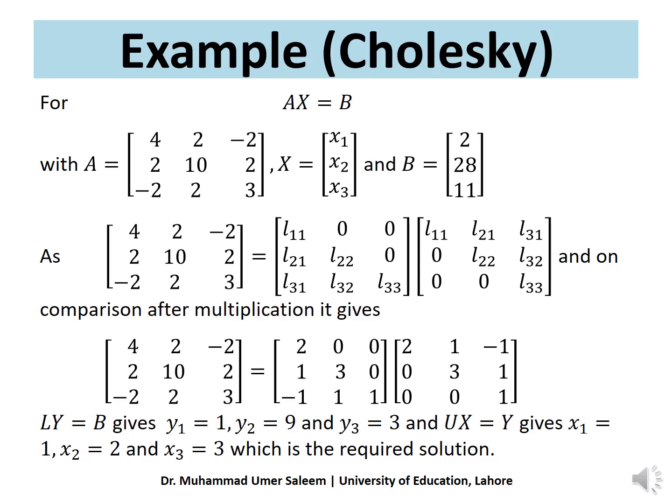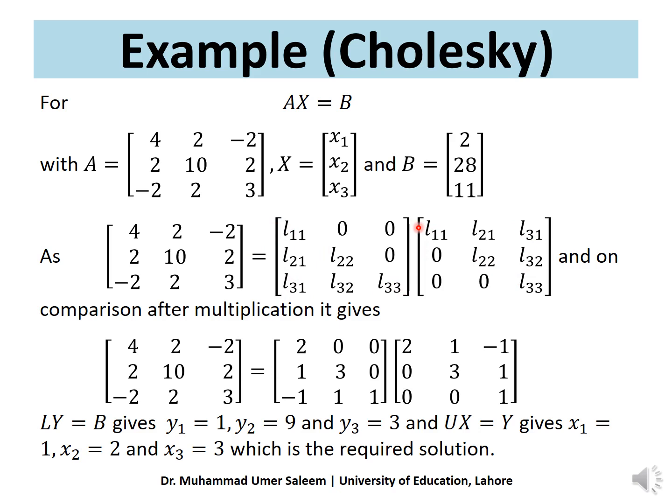Here's the example for Cholesky's method. So for Cholesky's method, A must be a symmetric, positive definite matrix. If you look at this matrix A, this is a symmetric positive definite matrix. So look at this row and this column. If you take the transpose of this A, it will again be A. So in this case, the lower triangular matrix will be this one, and its transpose will be the upper triangular matrix.